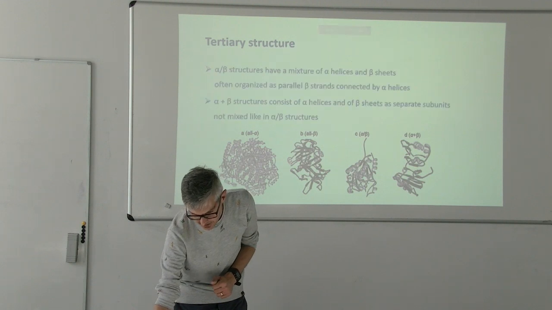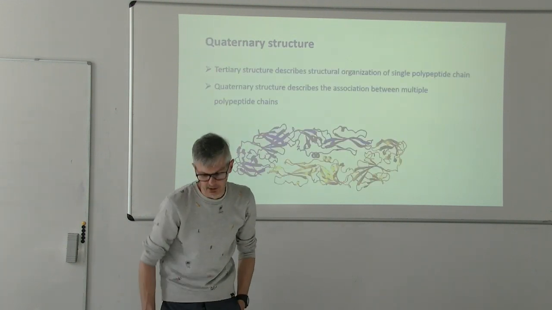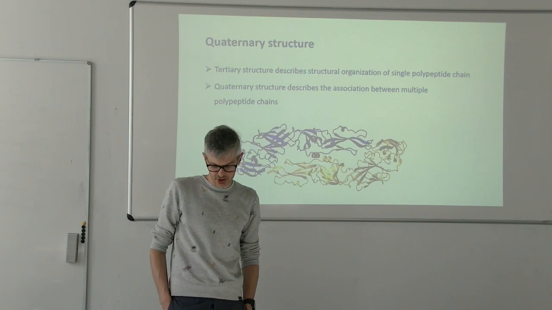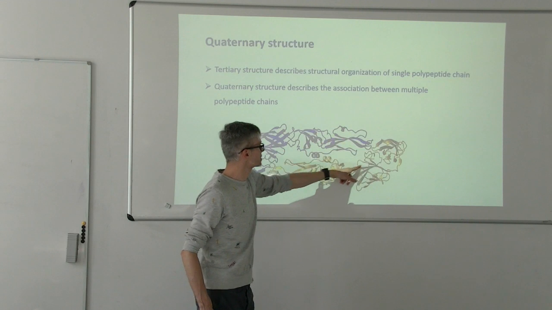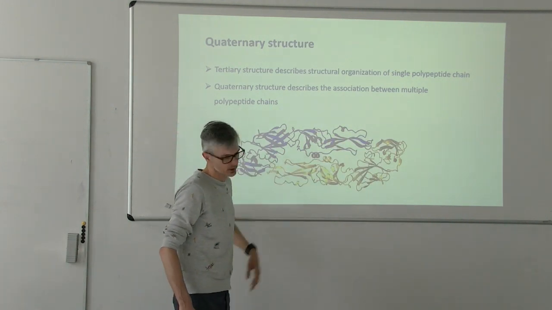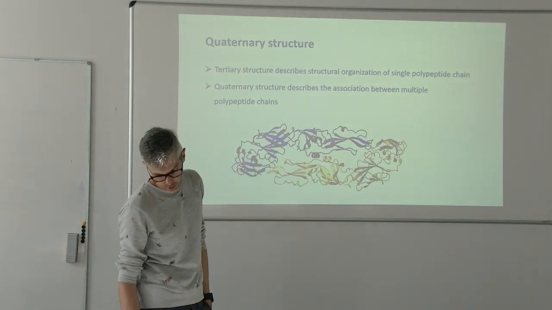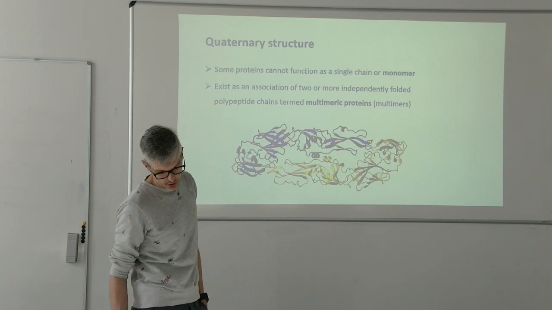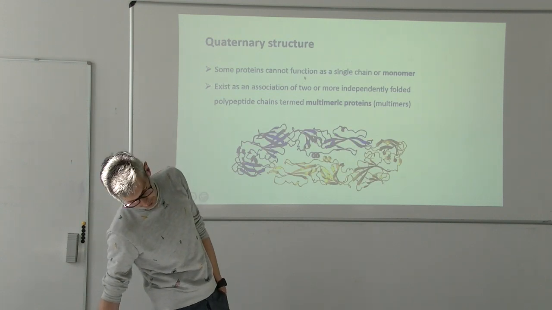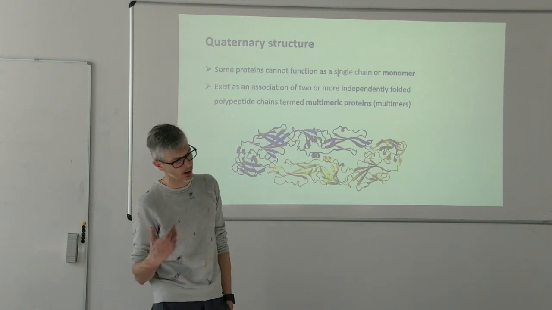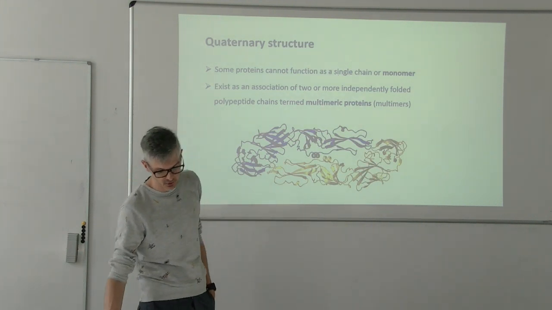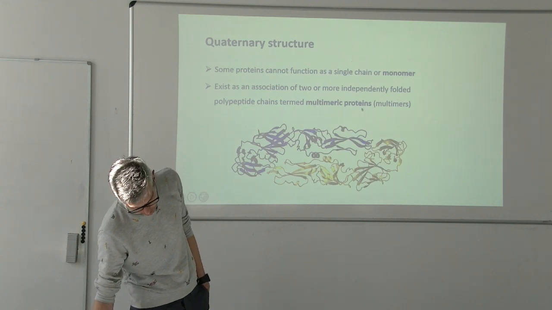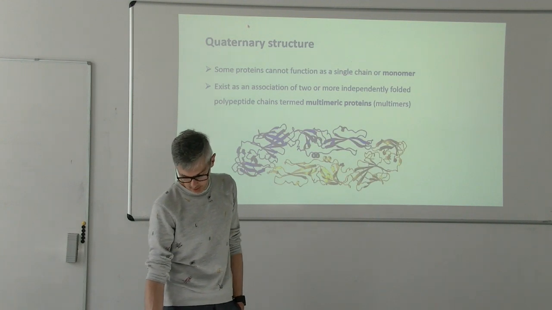And then this further classification. And then the last part is the quaternary structure. So here you see that this molecule is actually the same as this one. What is important is that you know the terms shown here. Proteins sometimes cannot function as a single chain, so one molecule, one monomer. Then of course you need multiple ones, so we call them multimeric proteins, multimers, and this is what the quaternary structure is all about.